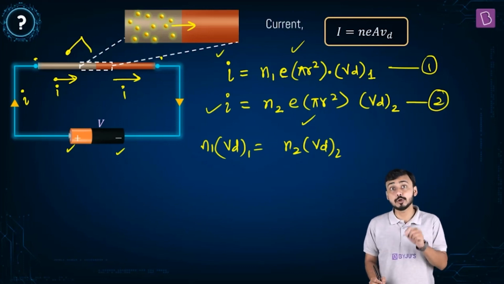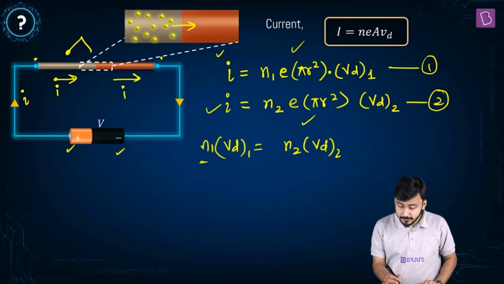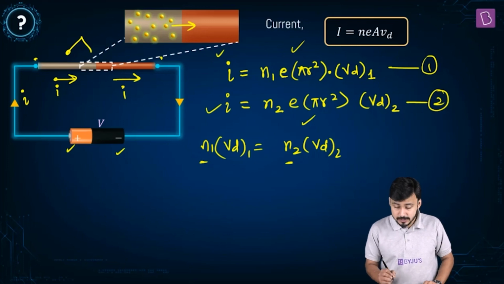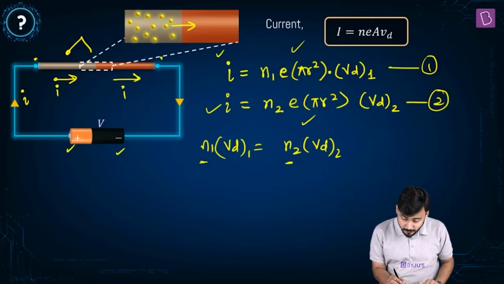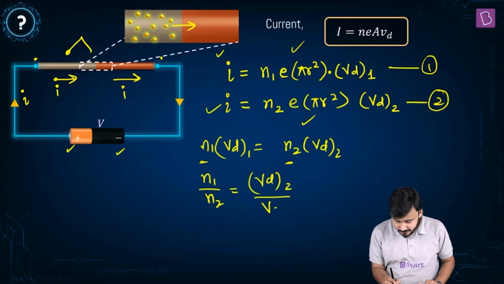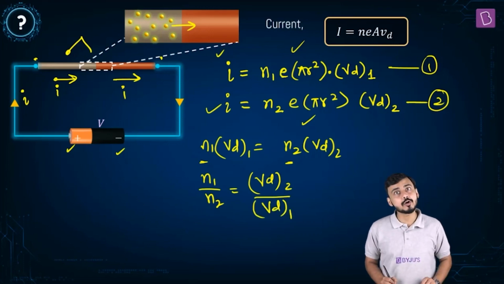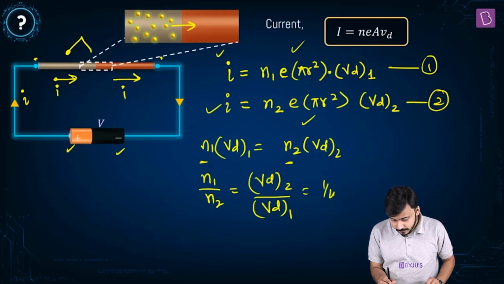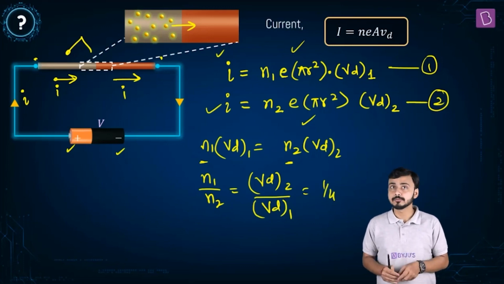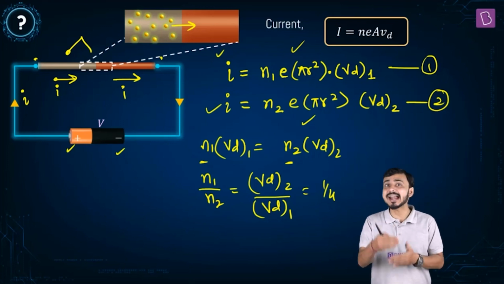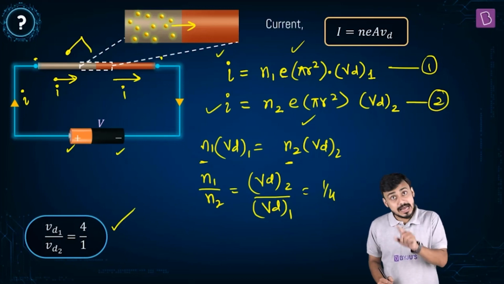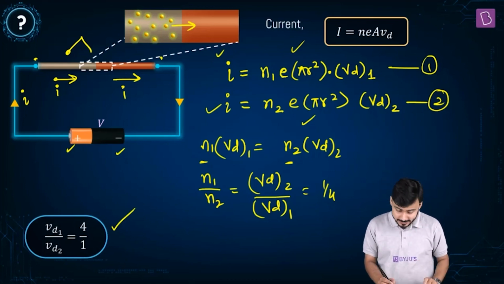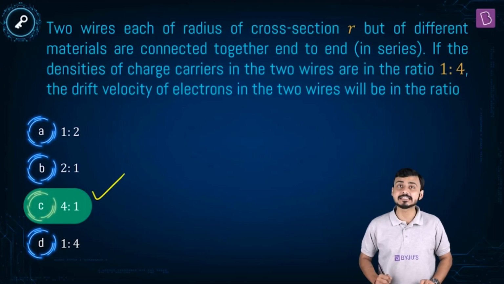Now you have already been given the ratio of N1 and N2, correct? The ratio is given as 1:4, correct? N1 by N2 is equal to VD2 by VD1. And N1 by N2 has already been given as 1:4. So VD1 is to VD2, the ratio of the drift velocities in the first and in the second, will be 4:1, correct? So the answer in this case will be 4:1. Let's look into the options. Option C in this case will be the correct option.